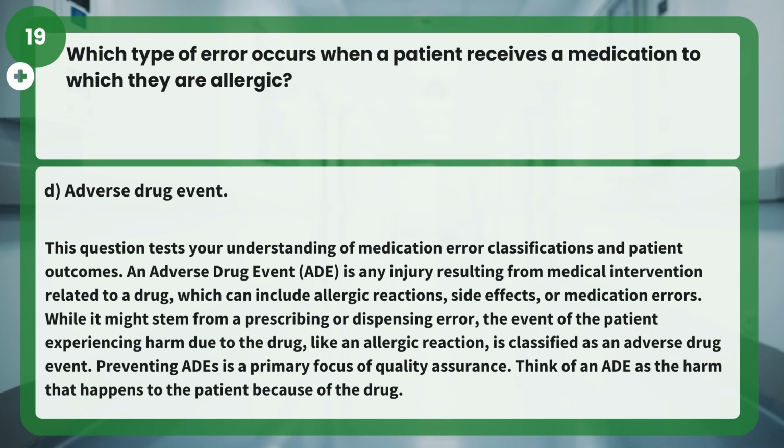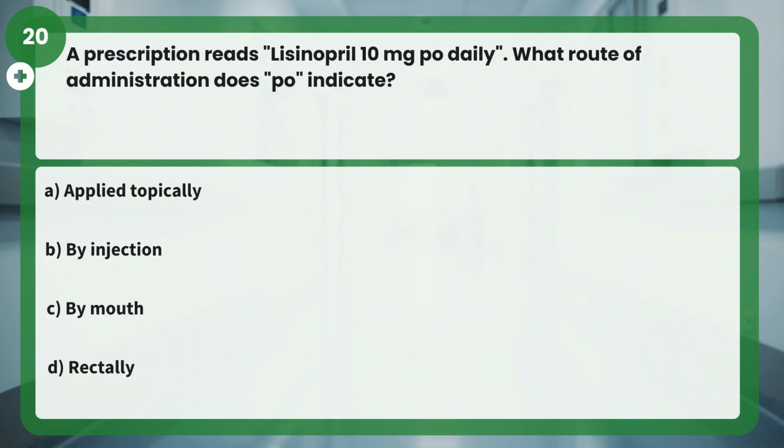Preventing ADEs is a primary focus of quality assurance. Think of an ADE as the harm that happens to the patient because of the drug. Question 20. A prescription reads lisinopril 10 mg PO daily. What route of administration does PO indicate? A. Applied topically. B. By injection. C. By mouth. D. Rectally.